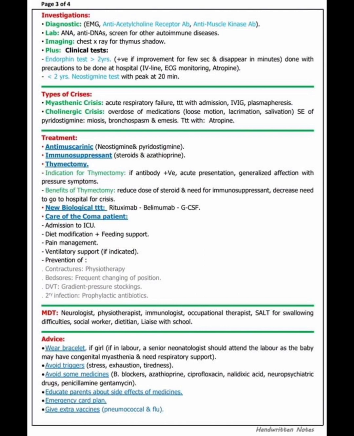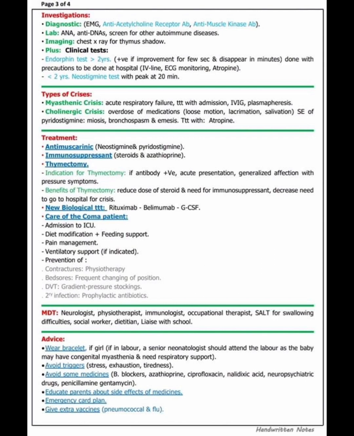So the edrophonium test we do at more than 2 years of age, and less than 2 years we do the neostigmine test. Types of crisis. Myasthenia gravis crisis is of 2 types. Number 1 is myasthenic crisis. Myasthenic crisis is acute respiratory failure, treatment with admission, IV immunoglobulin and plasmapheresis. And cholinergic crisis, overdose of medications, that is loose motion, lacrimation, salivation. Side effects of pyridostigmine: myosis, bronchospasm and emesis, treatment with atropine.